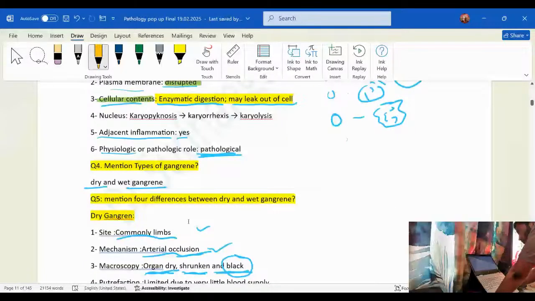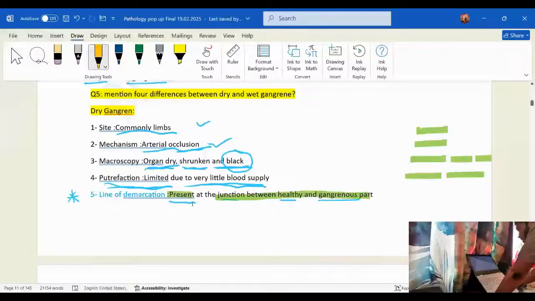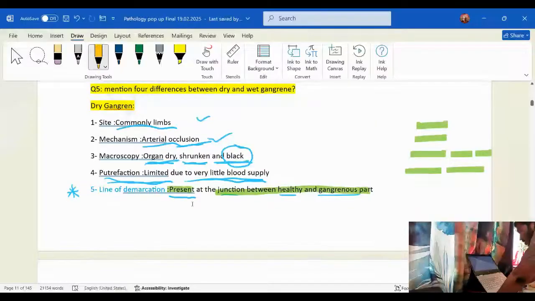Mention types of gangrene: dry gangrene and wet gangrene. Dry gangrene mostly occurs due to arterial occlusion in the limb. The organ becomes dry, shrunken, and black, and putrefaction is limited due to very little blood supply, and a clear line of demarcation is present between the healthy and gangrenous part.